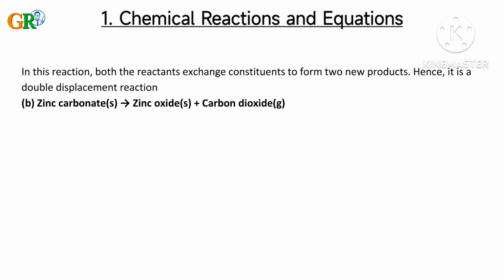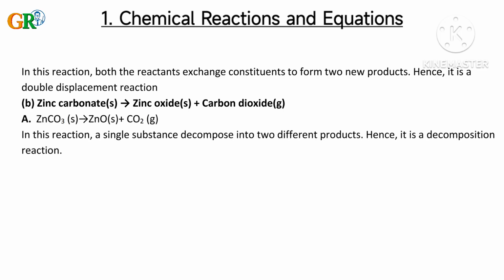B. Zinc carbonate gives rise to zinc oxide plus carbon dioxide. The balanced chemical equation is ZnCO3 gives rise to ZnO + CO2. In this reaction, a single substance decomposes into two different products. Hence, it is a decomposition reaction.